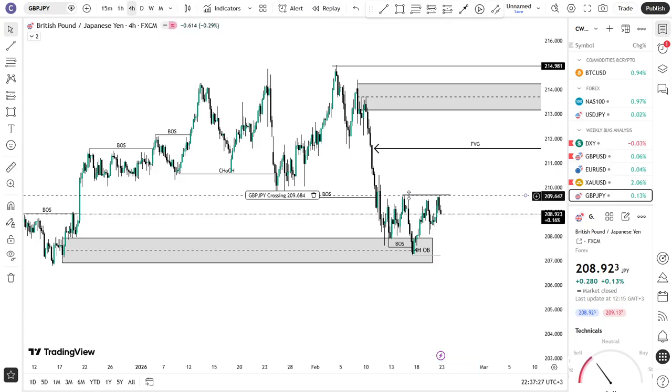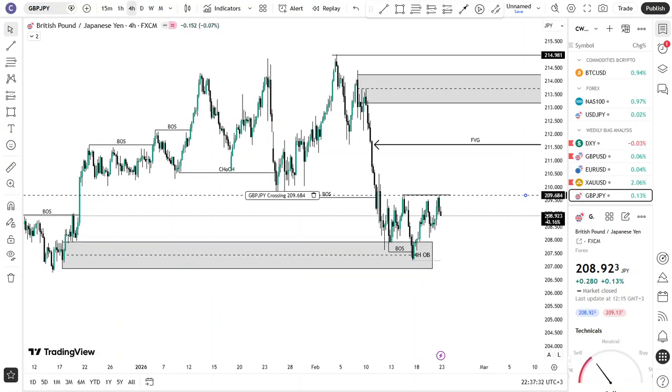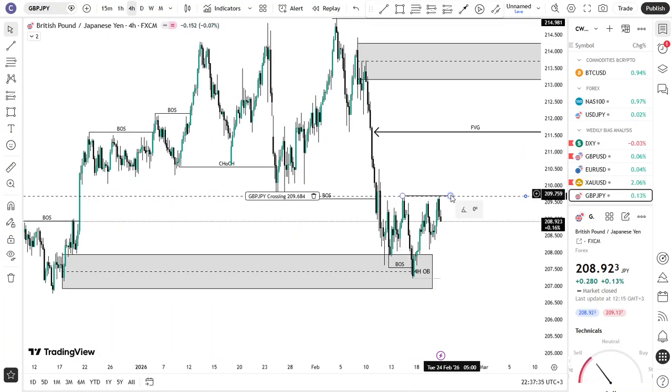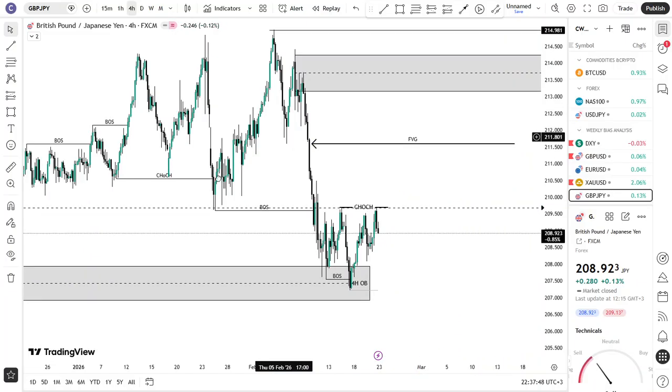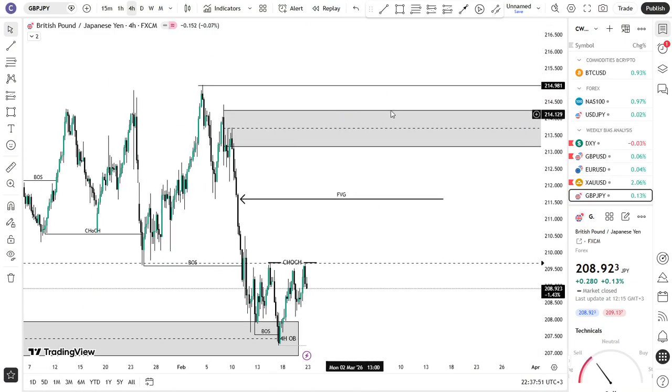I'm waiting for a change of character here. I've actually put an alert so that TradingView can remind me. So if we get a change of character, if a candle closes above here, then we can buy until this level. Once we come to this level, we are going to wait and see how the price is going to react. If it gives us some weakness, a change of character, then we can continue selling.